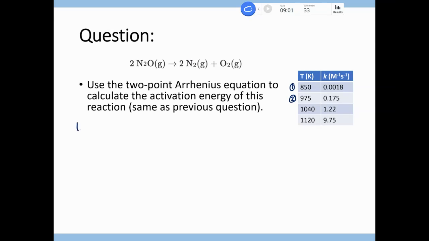So we're using that 2-point equation: natural log of the rate constant at one temperature divided by the rate constant at another temperature is equal to activation energy over R times 1 over T2 minus 1 over T1. I'll give you all a minute or 2 to get started on this.